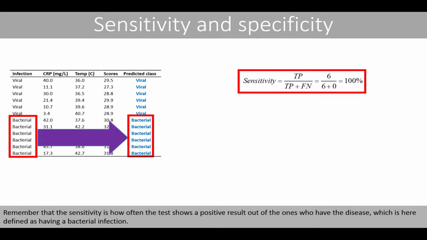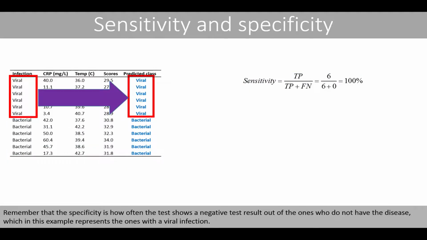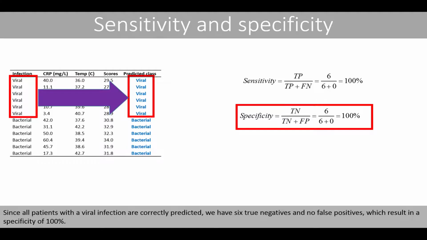Remember that the sensitivity is how often the test shows a positive result out of the ones who have the disease, which is here defined as having a bacterial infection. Since all patients with a bacterial infection are correctly predicted, the sensitivity in this example is 100%. Remember that the specificity is how often the test shows a negative test result out of the ones who would not have the disease, which in this example represents the ones with a viral infection. Since all patients with a viral infection are correctly predicted, we have 6 true negatives and no false positives, which results in a specificity of 100%.